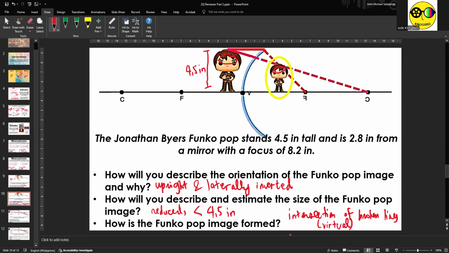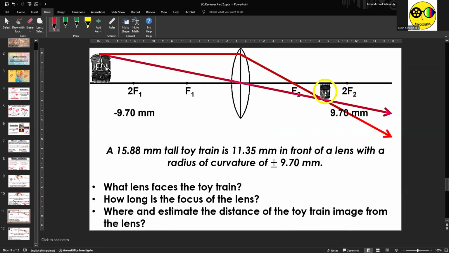All right, so let's have another problem for mirrors and lenses. A 15.88 millimeter tall toy train is 11.35 millimeters in front of a lens with a radius of curvature of positive/negative 9.70 millimeters. What lens faces the toy train? So our lens here has two outward curvatures, therefore the lens is biconvex or converging.